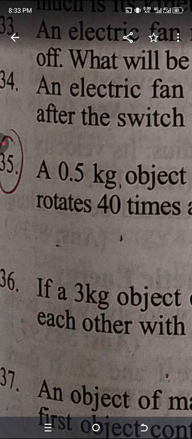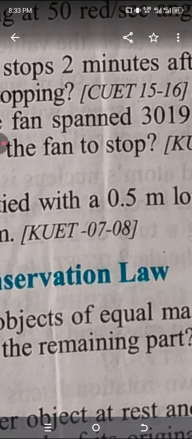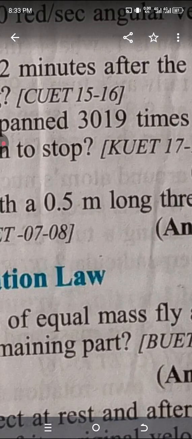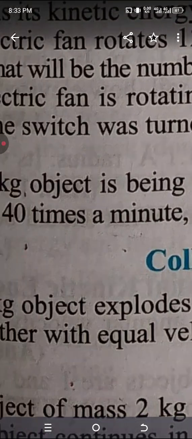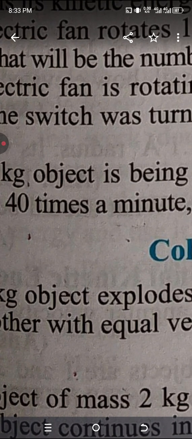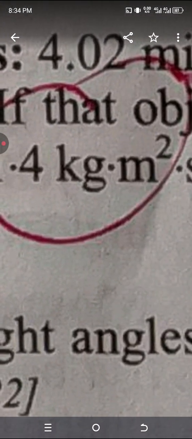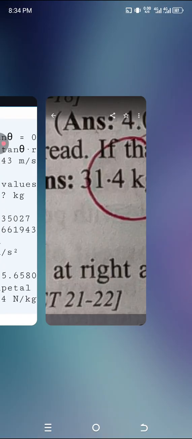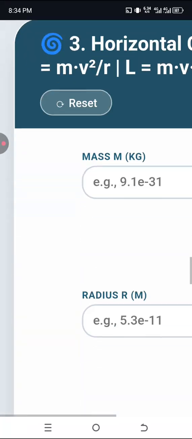Okay, let us take that data. The mass is 0.5 kg and this is the radius, 0.5 meter. The angular speed is 40 times a minute. So 40 rpm, revolutions per minute, right? And let us see the answer. They have given 31.4 SI unit. So we shall go to category number 3.